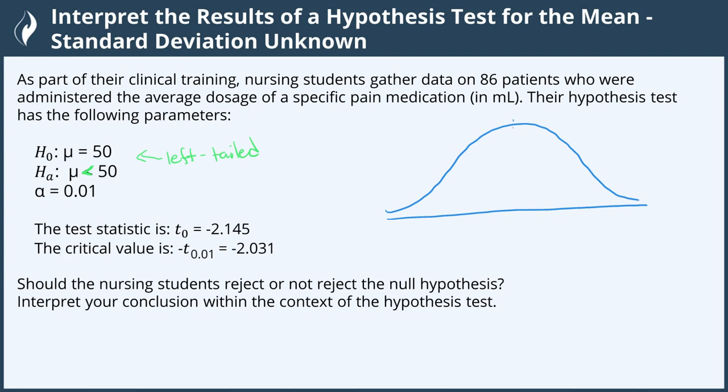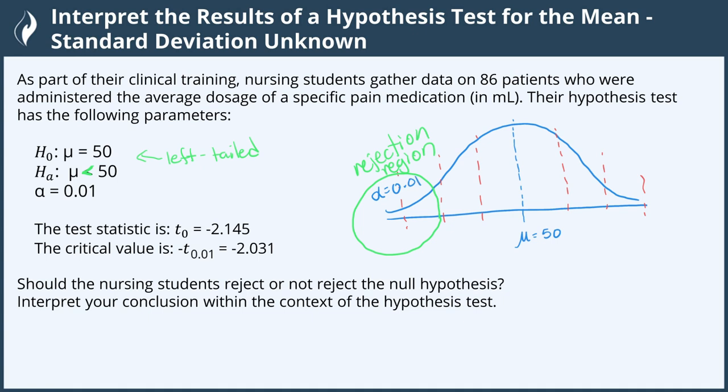So let's go ahead and write our average, or mu, right down the middle. Mu equals 50. And then we have 1, 2, 3 standard deviations on both sides that encompass most of the data. Now let's look at our left-tailed test, where we have a critical value at negative 2.03. So it's just beyond the 2 standard deviations. So this is our rejection region with a significance level of alpha equaling 0.01. So this is the area under our curve here.